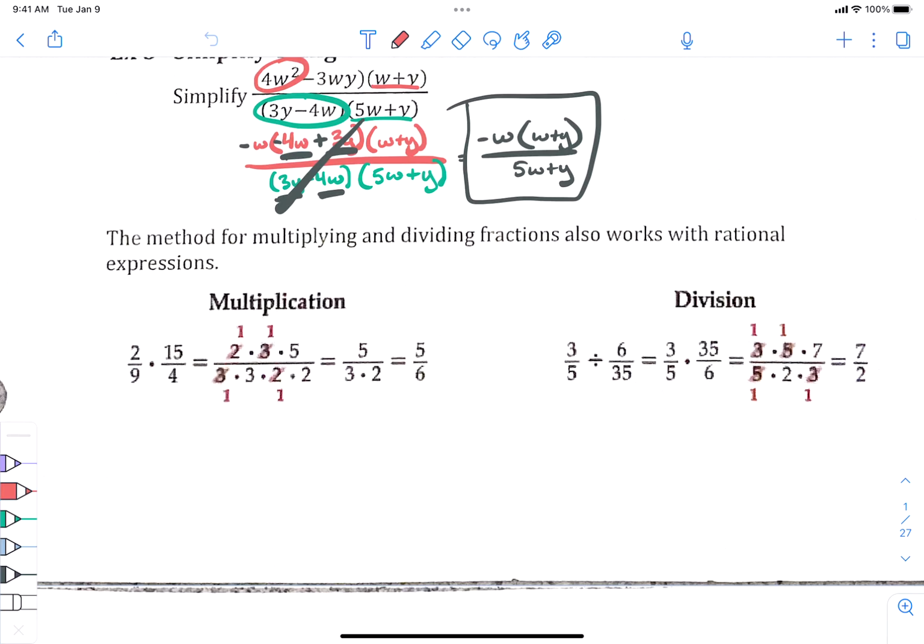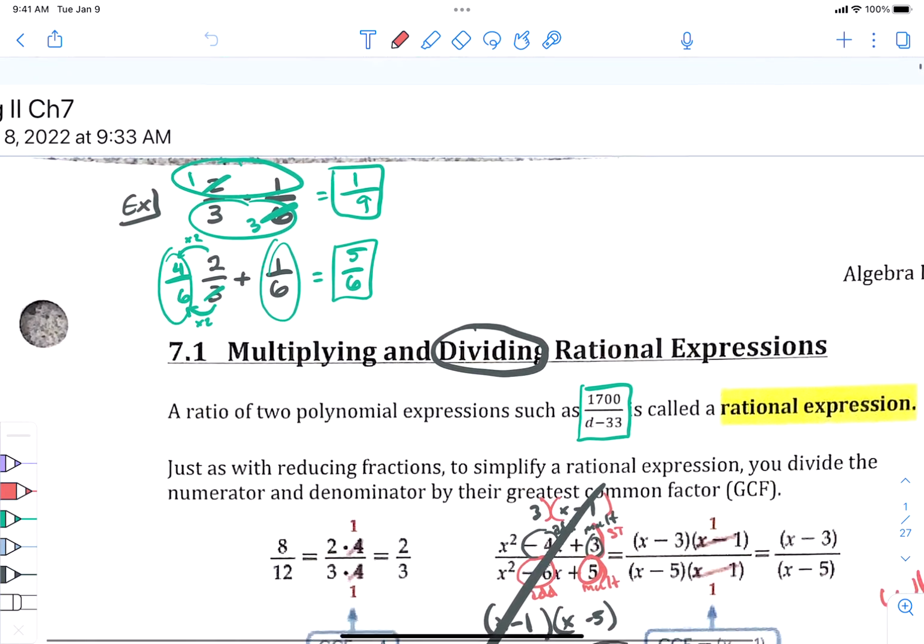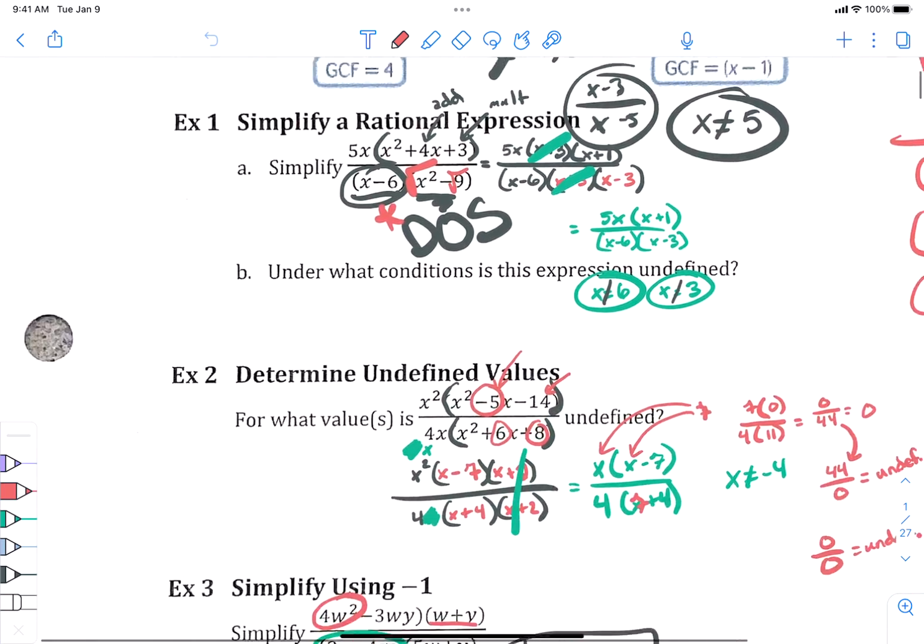Hey guys who are watching this video, this is 7-1. This is the second half of the notes. So we are down here at the bottom of the first page.